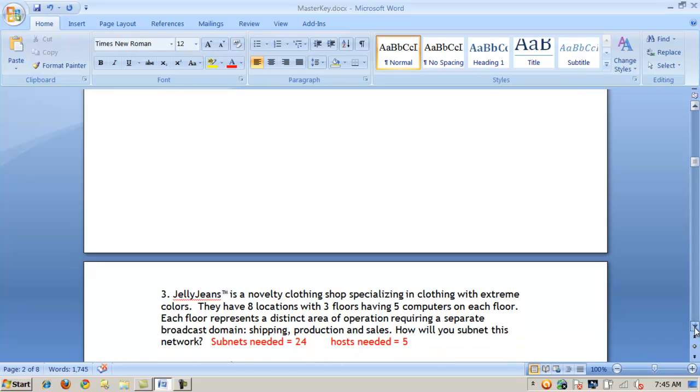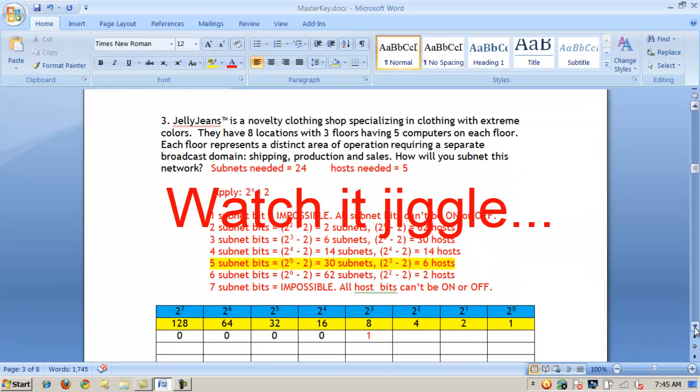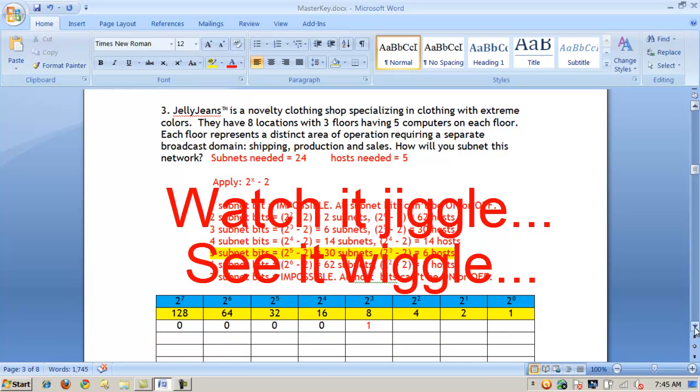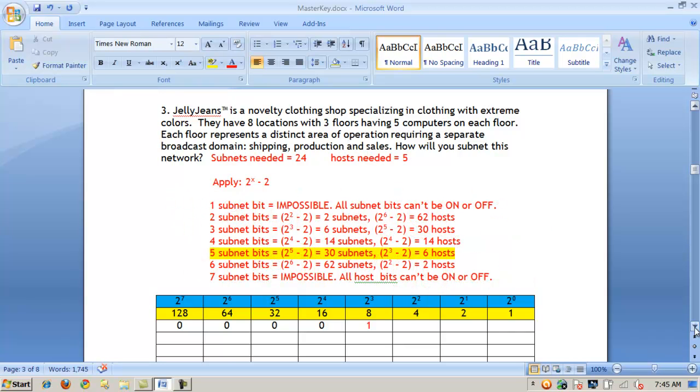Let's look at another example. Jelly Jeans is a novelty clothing shop specializing in clothing with extreme colors. They have 8 locations with 3 floors having 5 computers on each floor. Each floor represents a distinct area of operation requiring a separate broadcast domain. Here's a clue: requiring a separate broadcast domain.